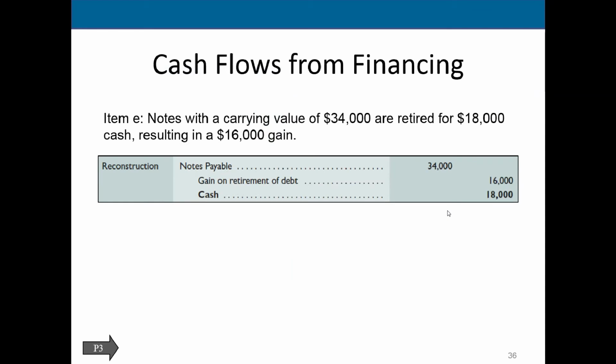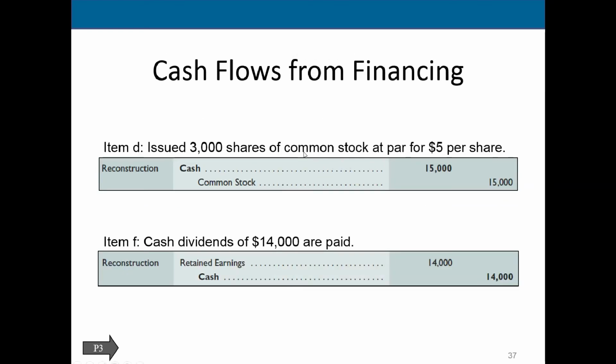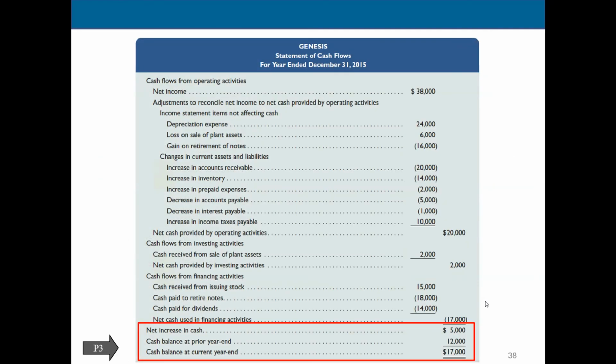Well, if I go look at the accounts, I'll see that here I had a note with a carrying value, and I ended up paying out some cash, right? $18,000. That's the only part I care about. I don't care about anything else. Here I issued out some common stock. What did I get? Cash. Only thing I care about. Issued dividends. Cash. Only thing I care about. It's so easy to find. I don't even need to do reconstruction analysis.